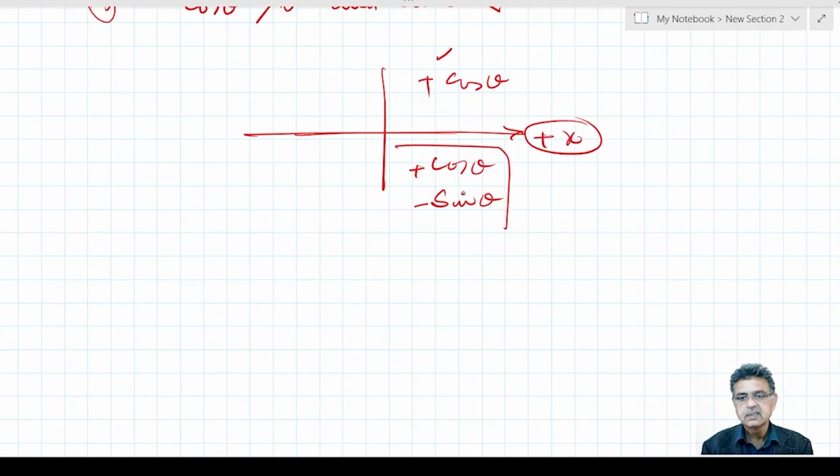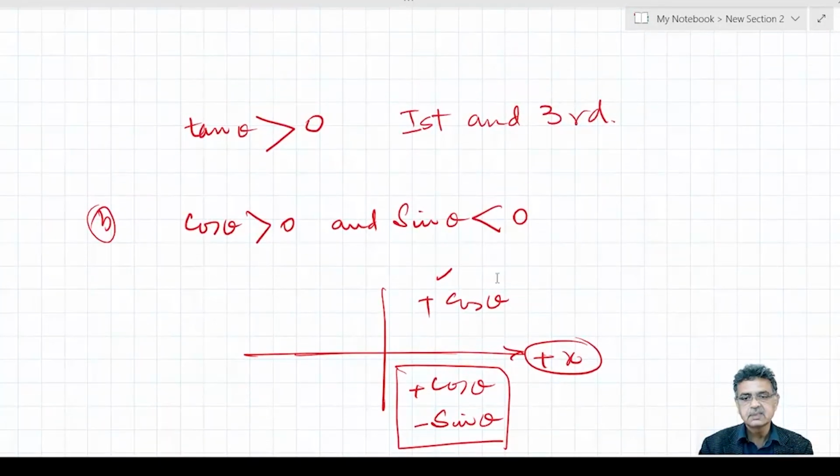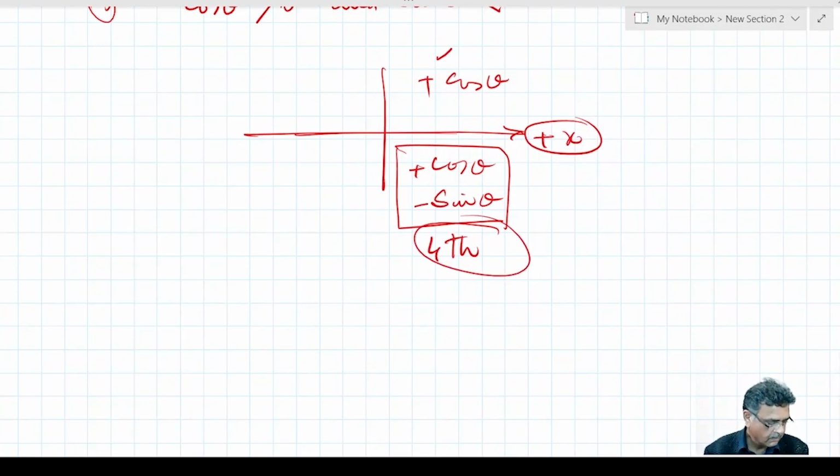So below the horizontal line sin is negative. So this is the quadrant where at a time cos theta is positive and sin theta is negative. So this is the fourth quadrant. This is the only one quadrant in which they have these signs.